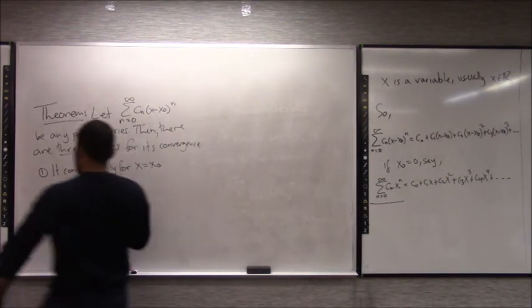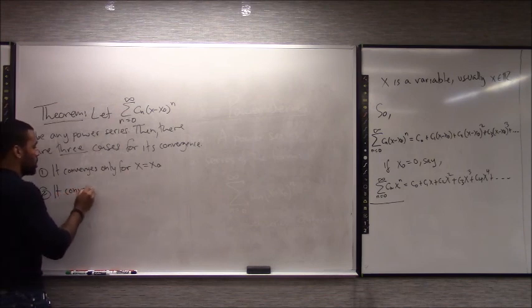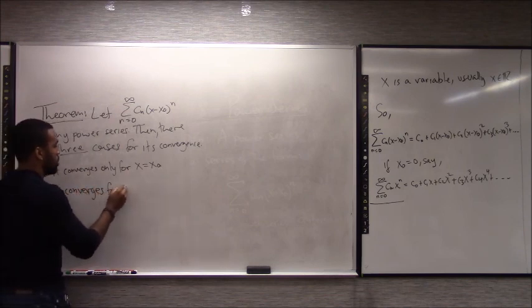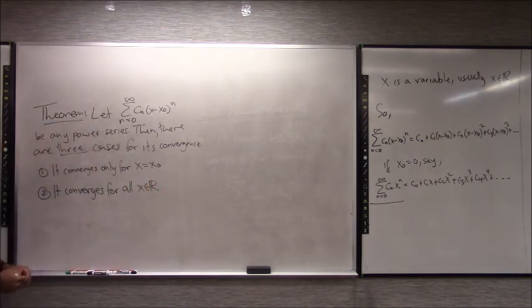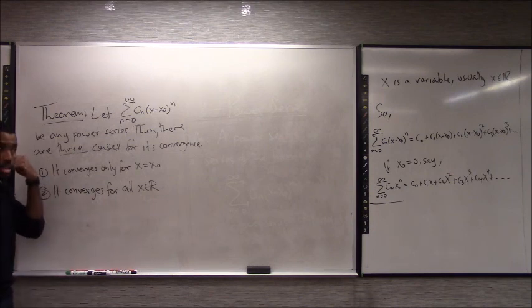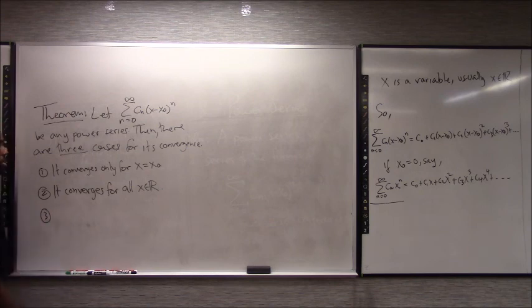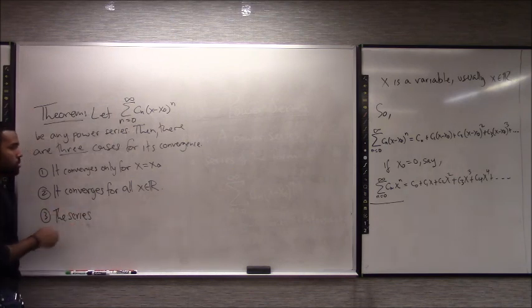So that's one possibility. 2. It converges for all x in R. So it's possible that I have some formula like this where no matter what I plug in for x, it's going to actually work. It will create a series that actually converges. We'll see examples. Or 3. The series only converges on a particular interval for x's.